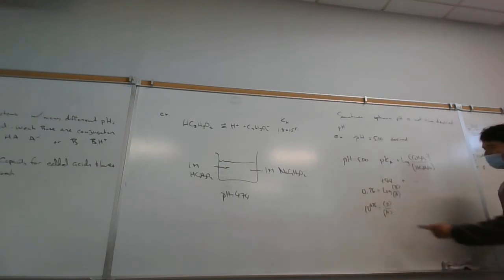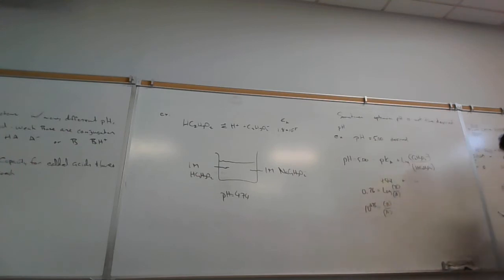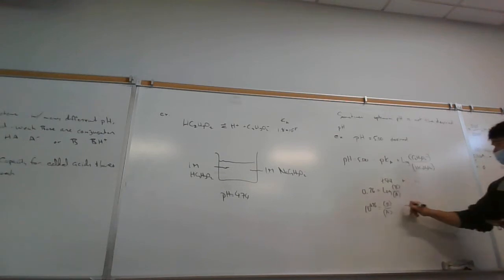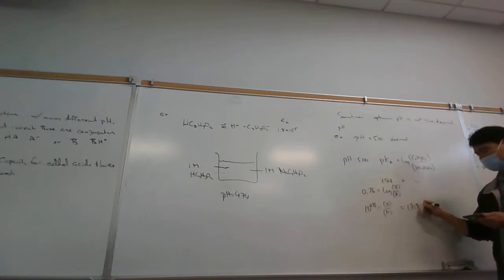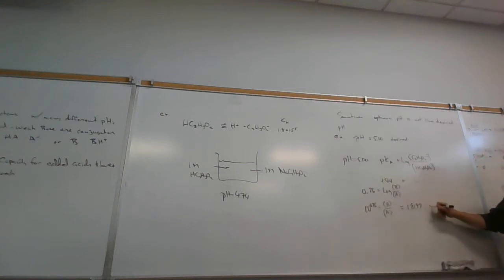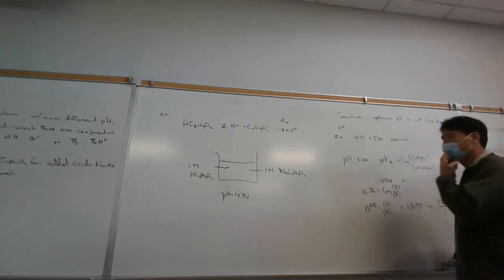And so what does 10 to 0.26 come out to? That comes out to 1.8197. And so I need to mix it in this ratio: 1.8197 to 1 base to acid ratio. That means 1.8197 parts of acetate to every 1 part of acetic acid. Okay, and that's not too terribly lopsided. And so what we can do then is make that.